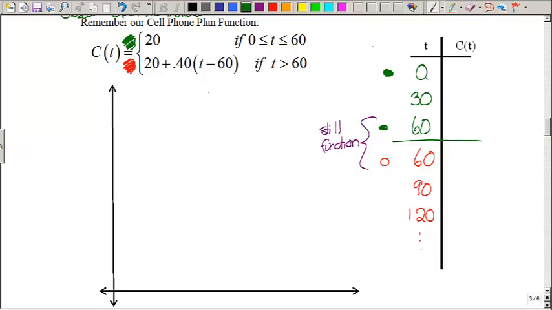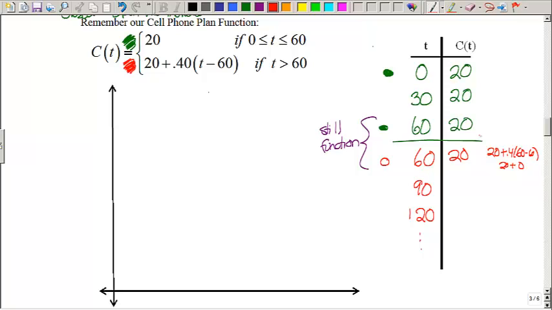Going back to the green function, if I talk for 0 minutes, I'm going to be charged $20. If I talk for 30 minutes, I'll be charged $20. And if I talk for 60 minutes, I'm going to be charged $20. For the red function, if I talk for 60 minutes, even though 60 doesn't really belong in there, if I evaluate it, I find 20 plus 0.4 times 60 minus 60. Well, that's 0, and 20 plus 0 is still getting me just 20. Notice they happen to be the same value, which is fine.